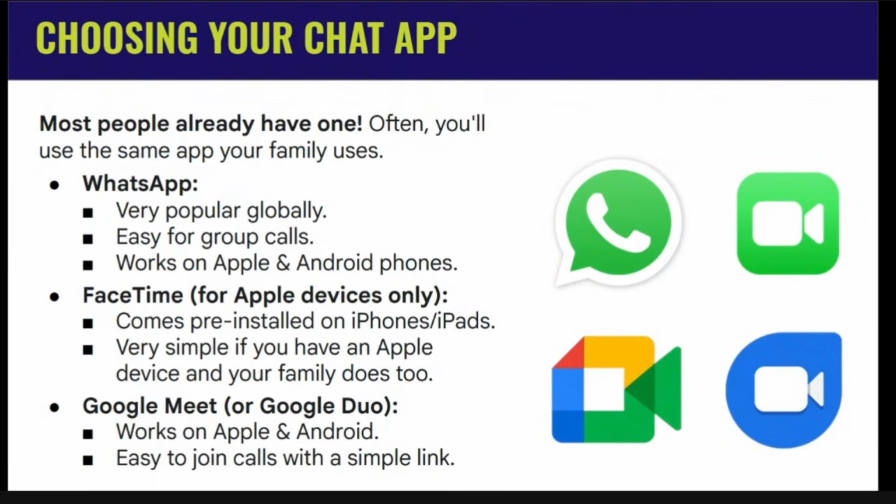Choosing your chat app. Most people already have one. Often you'll use the same one your family uses. But some other popular video calling apps are WhatsApp. This one is known for being very popular globally, easy for group calls, and works on Apple and Android phones. FaceTime. This one comes pre-installed on iPhones or iPads. It's very simple to use if you have an Apple device and your family or that other person does as well. And Google Meet or Google Duo.